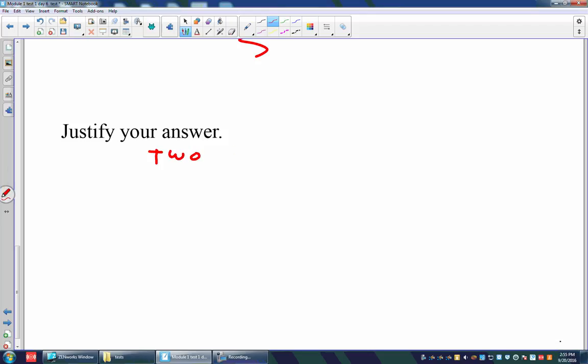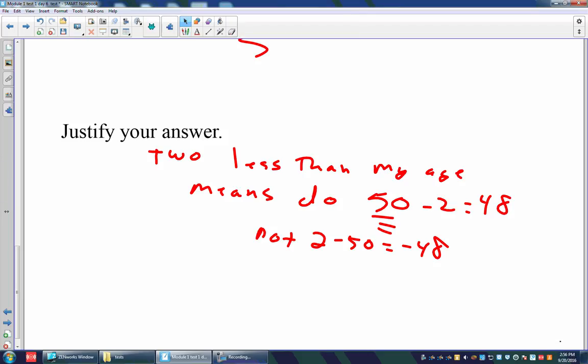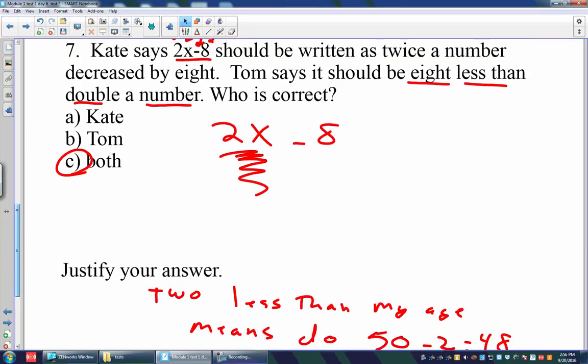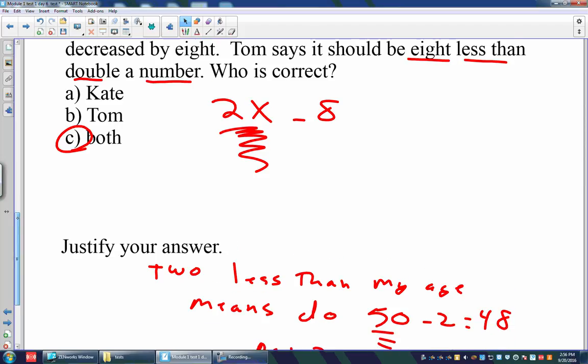2 less than my age means do 50, my age, minus 2. I know that 2 less than my age is 48 years. It's not 2 minus 50, negative 48. Negative 48 wasn't my age 2 years ago. That's a justification. Some of you wrote very good justifications. Some of you said that it's exactly the same thing, just a different verbiage. That wasn't exactly your words, but they were very nice.